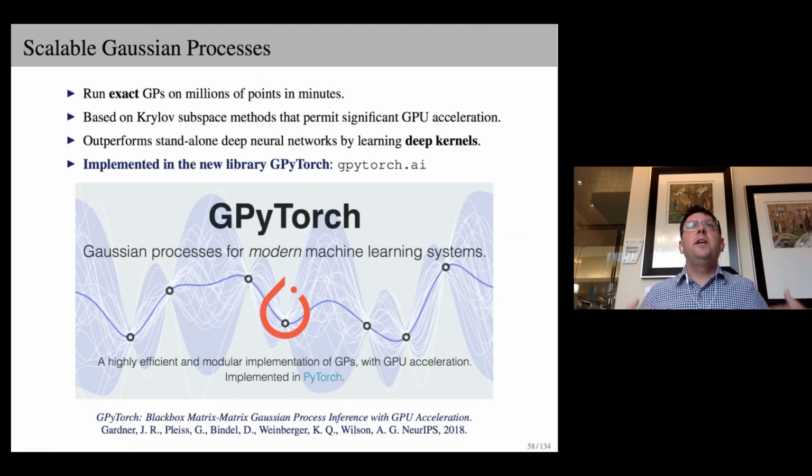Conventionally, Gaussian processes have suffered from computational constraints. We need to solve a linear system involving our n by n covariance matrix for n training points, and also compute log determinants and derivatives of log determinants, which incurs, naively, an n-cubed computational cost. And exact Gaussian processes have often been intractable for problems with more than a few thousand points.